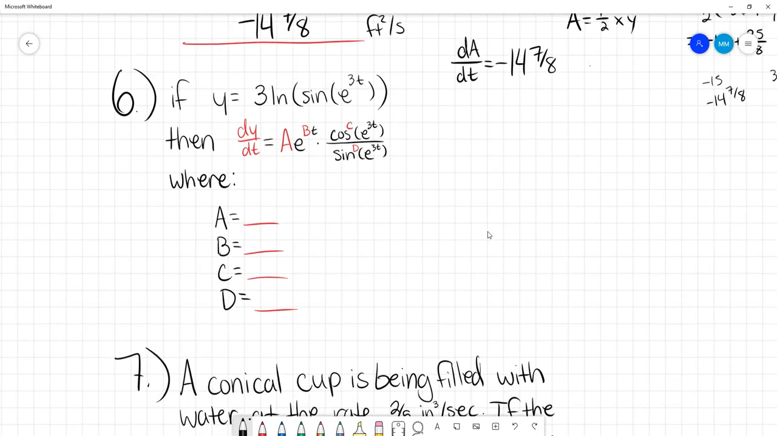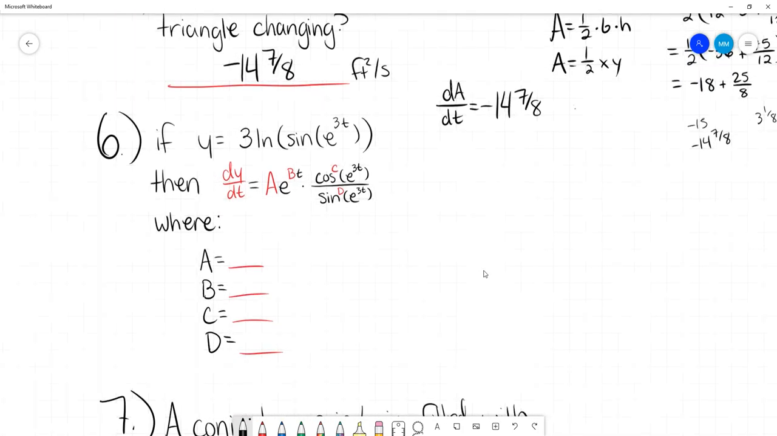Number 6 isn't on related rates at all. This is just some more chain rule practice, and I was considering omitting it, but I figured it's good to practice chain rule because it's a pretty tricky one to remember sometimes.